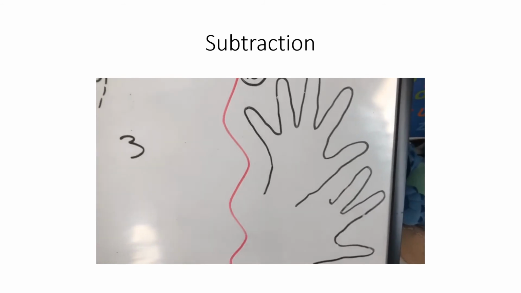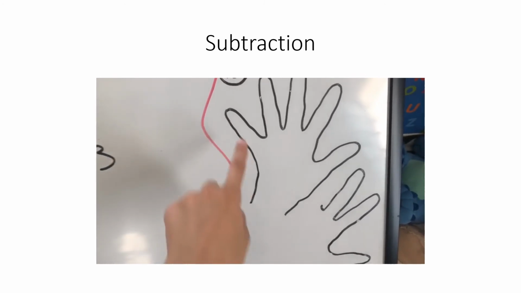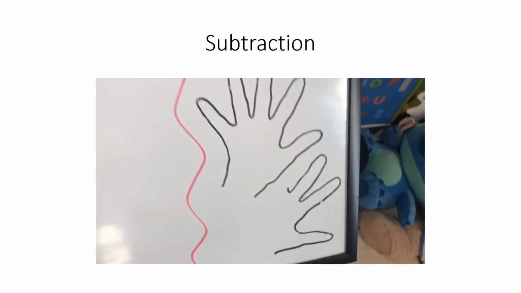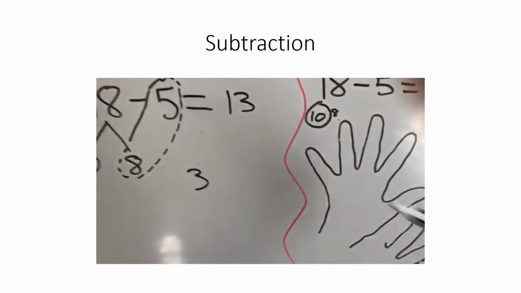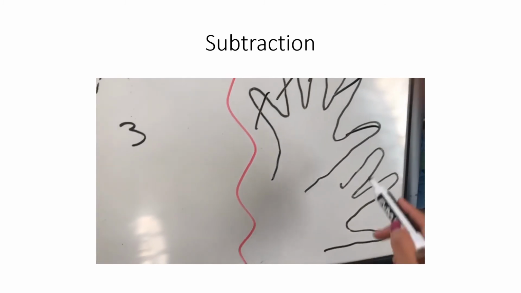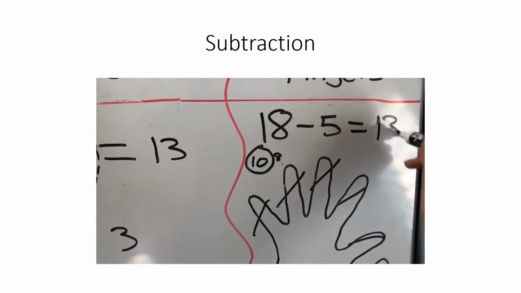So right here, these are my imaginary fingers. I have 8. 1, 2, 3, 4, 5, 6, 7, 8. I have 8 fingers, and I'm going to subtract 5. So 1, 2, 3, 4, 5. I'm left with 3. And 3 plus 10, 13.